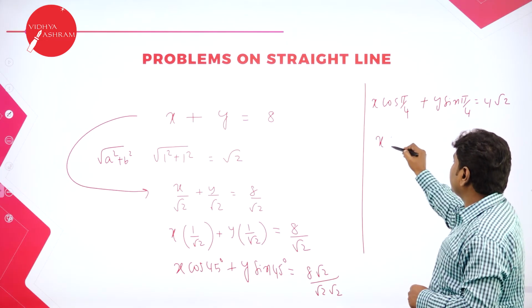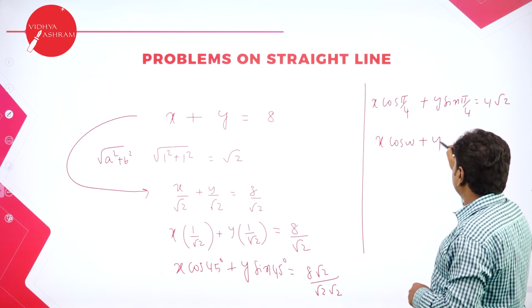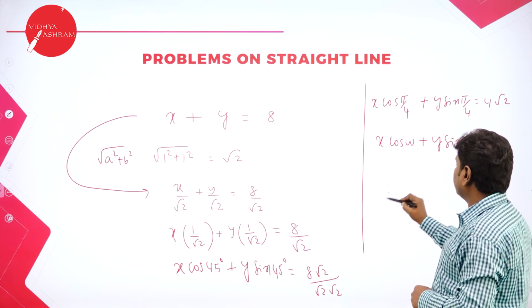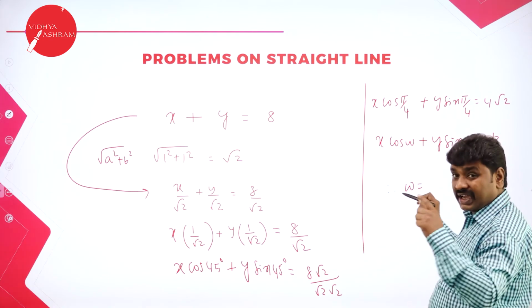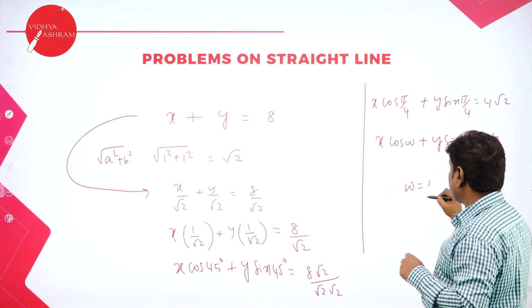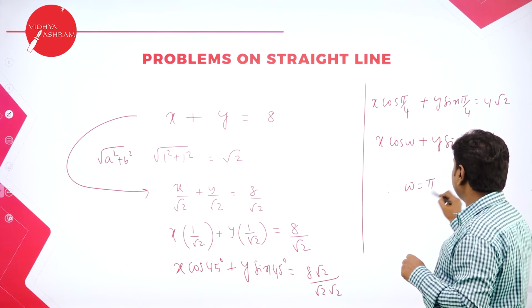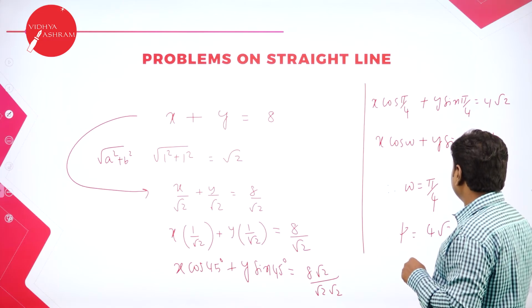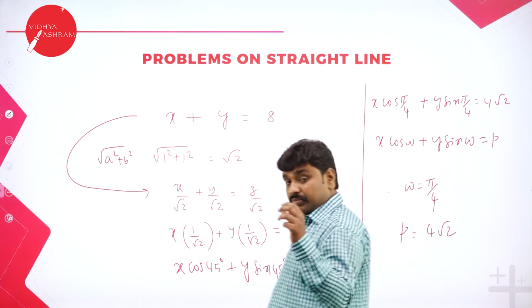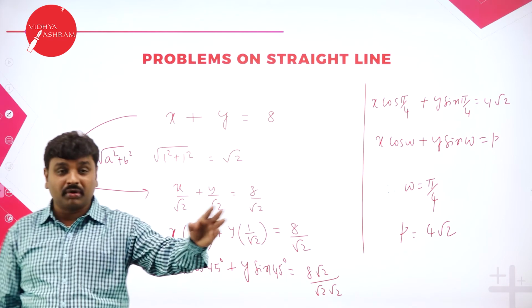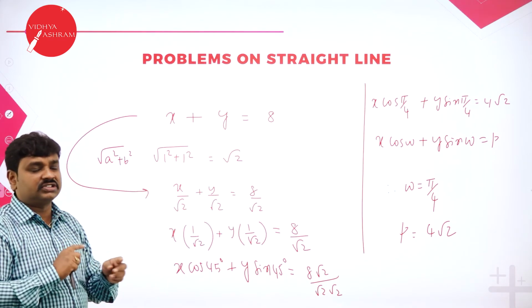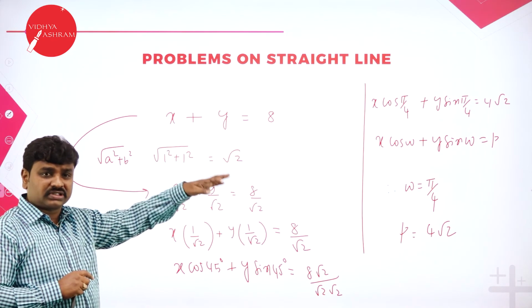Now is it in the form x cos omega plus y sin omega equal to p? Yes. So therefore what is omega? Omega is the angle made by the normal with the x axis, that is pi by 4. And what is the perpendicular distance of the line from origin? 4 root 2 units. That's it. But when I took some problems in the past, there were plus and minus signs, so you need to have complete knowledge of the quadrant system. But here I took both positive to make the process simple.